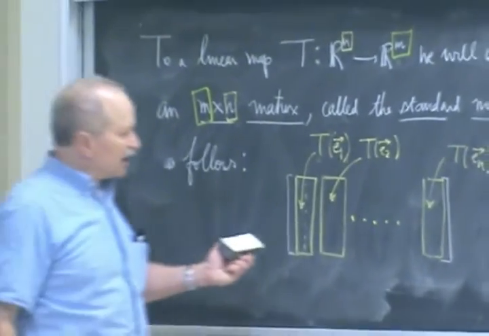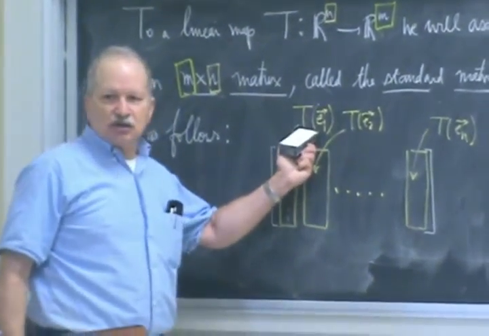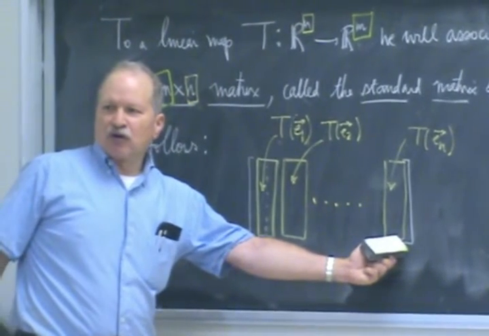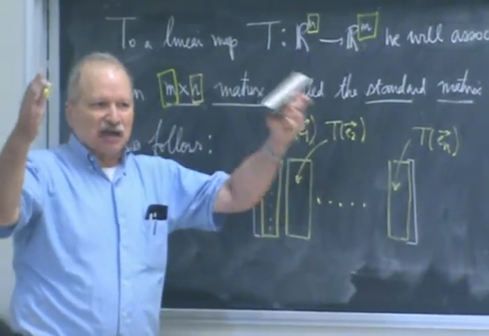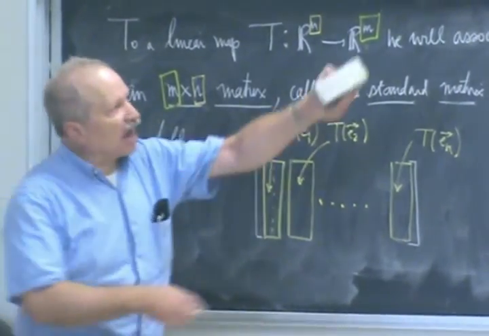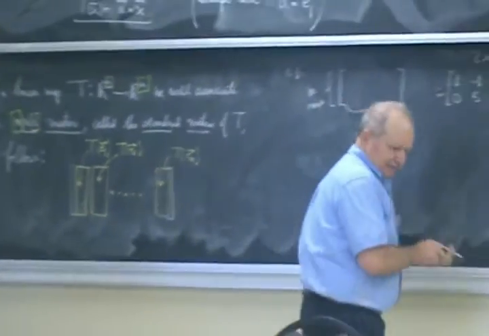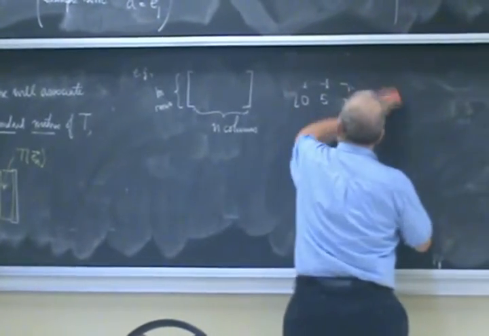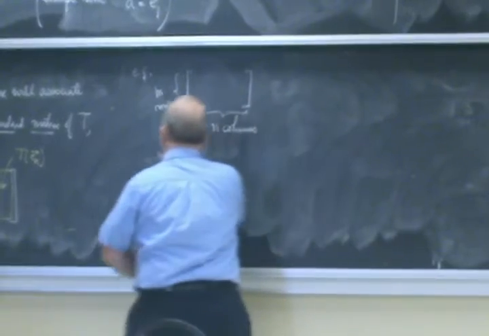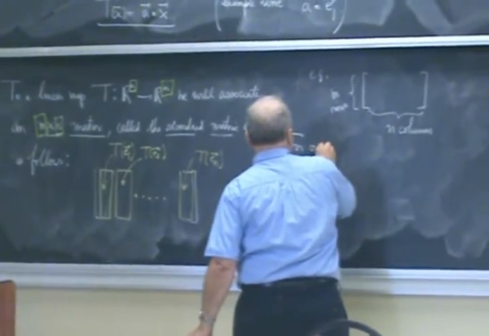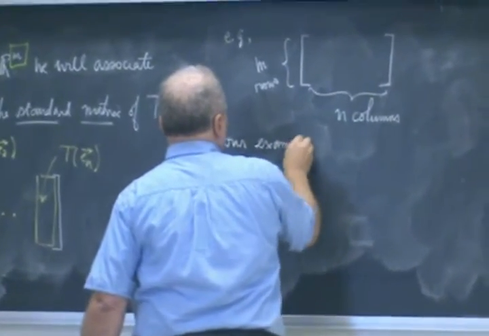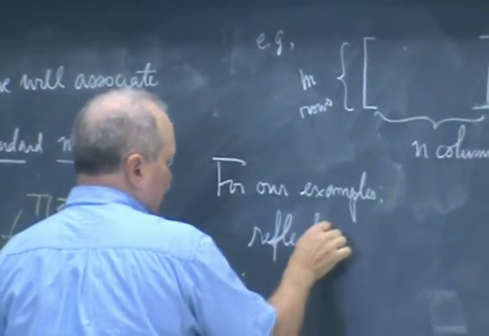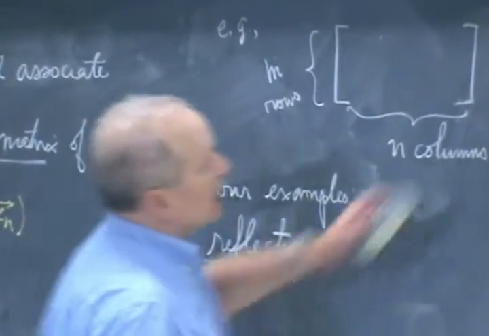So I just mechanically say, what does T do to the basis vectors? And I put those in as columns in order. That now has a matrix of numbers in it. So let's do that for our examples here. So let's do the reflection one. So first we had reflection across the x-axis, across the first axis. This guy.